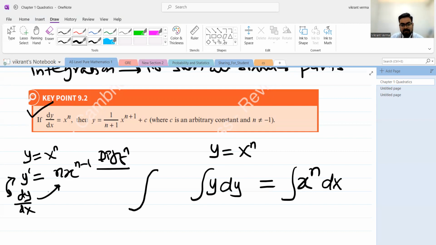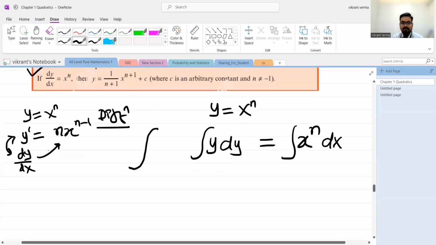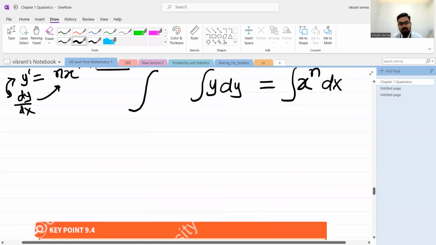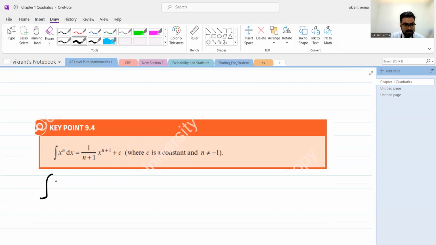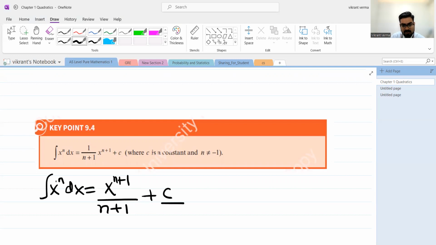And now let me show you a very crucial formula, that is, you can say, the most basic formula in our entire integral study, and that is this formula that is present in your textbook as key point 9.4. Okay, so the formula is: if you want to integrate x raised to power n dx, you will increase the power of this n by 1, you will divide by this n plus 1, and then you will add a number c. This is known as constant of integration.